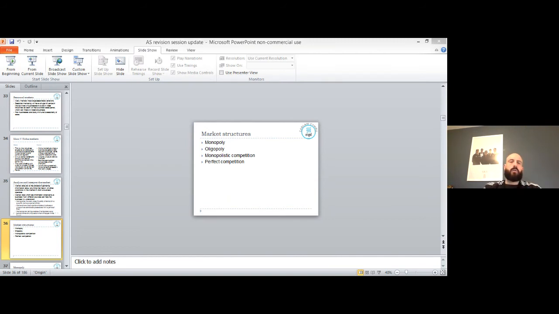You need to know the difference between primary and secondary research. Primary is your field research: your surveys, your questionnaires, your focus groups, your observations. What's good about primary research is that you can get it tailored to exactly what you want. You can find out the information that you want to find out.